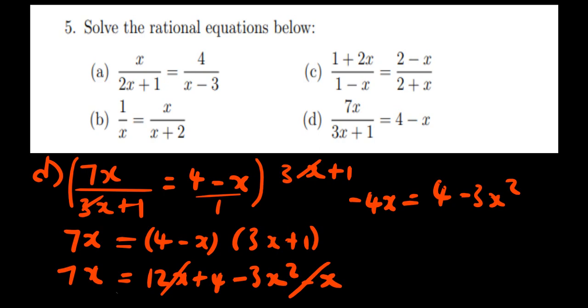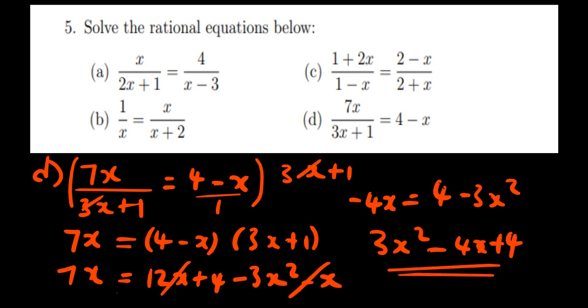So I can take these ones to the other side. So I have 3x squared, minus 4x plus 4. So this becomes a quadratic. Then you have to check if you can use the product and sum method for this one. If you can't, you go for the quadratic formula. So this is how you also solve this one.